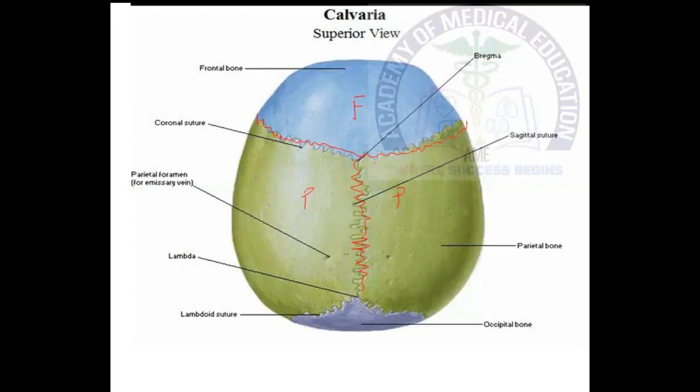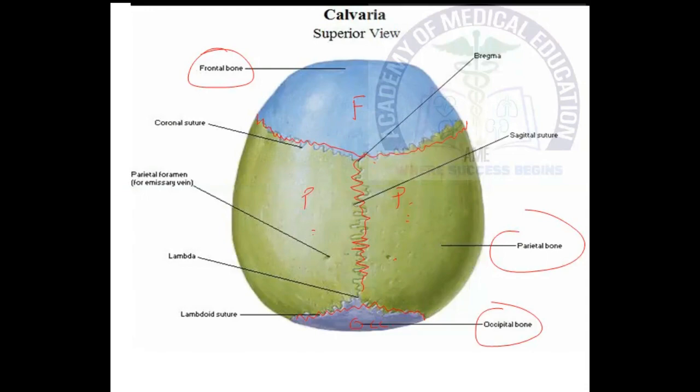Whereas this is the sagittal suture. The sagittal suture joins the two parietal bones to each other. The posterior suture is called the lambdoid suture. The lambdoid suture joins the two parietal bones with the occipital bone. This is the occipital bone, this is your parietal bone, and this is your frontal bone. So the frontal, parietal, and occipital bones are seen.